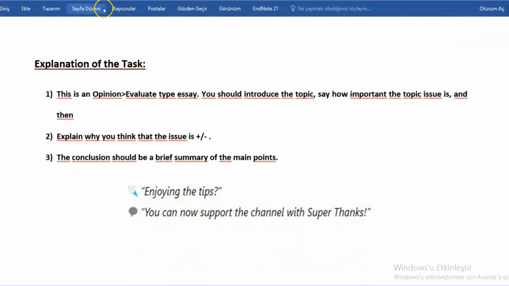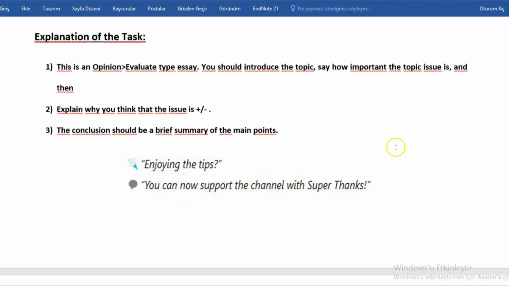Pay attention that this is an opinion over evaluate type essay, the least common type of question in IELTS academic. You should introduce the topic, say how important the topic issue is, and then explain why you think that this issue is something positive or negative development. And at the end, the conclusion should be a brief summary of the main point, okay?